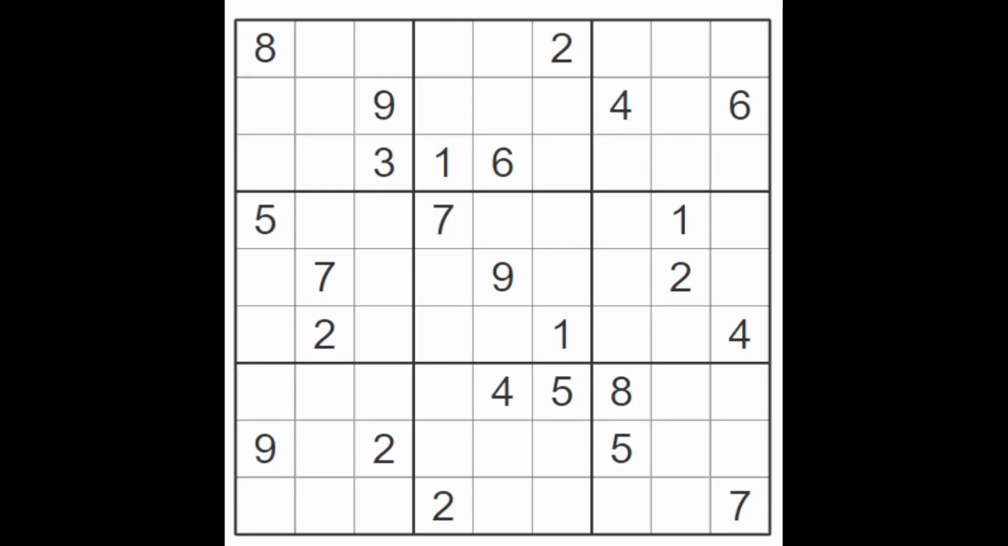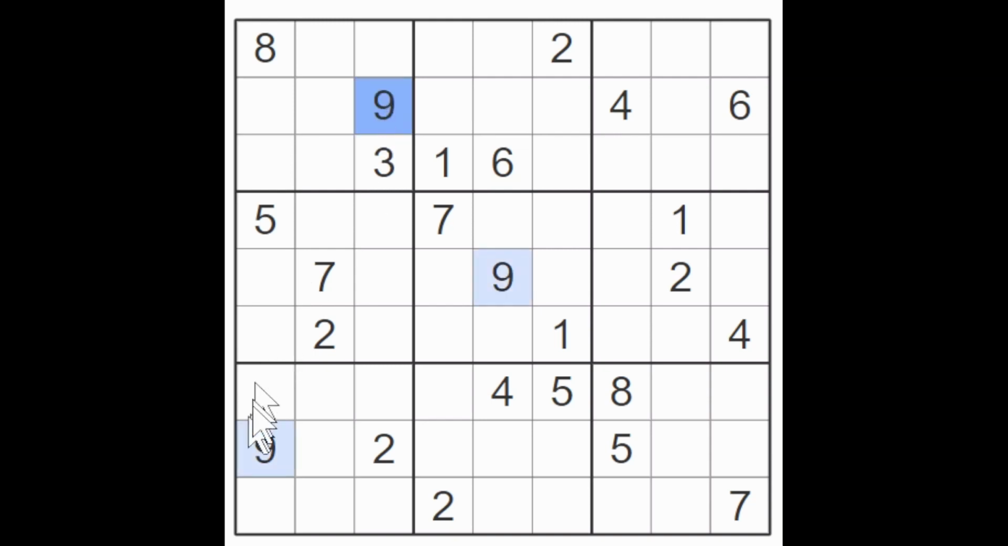Hello Sudoku friends and welcome to an evil level Sudoku by websudoku.com. I transferred the grid over to sudokuexchange.com as I usually do because the user interface is much better. So without further ado, let's see what we can do here.